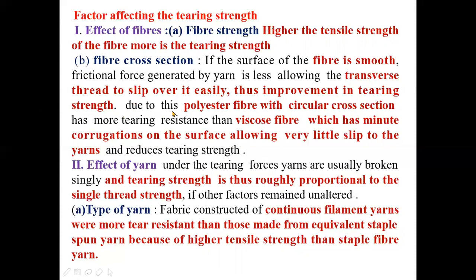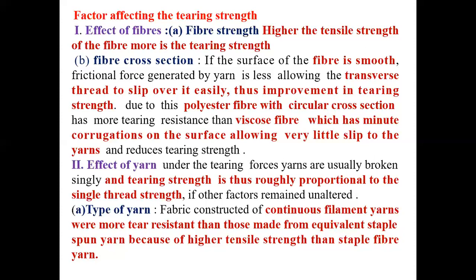Now, polyester fibers are available either in the regular circular cross section or in the trilobal cross section. If you consider the trilobal as well as the regular cross section, you will find there is a marginal difference, provided the other things remain constant. The polyester with circular cross section will have higher tearing strength than that of the trilobal cross section.